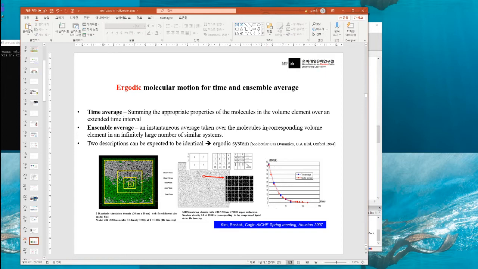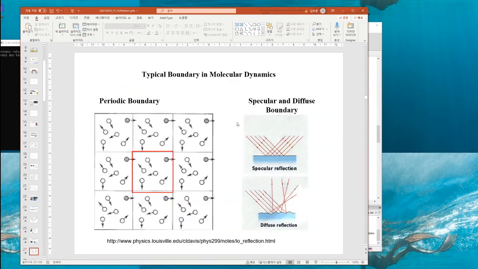We only deal with a limited number of molecules, but based on the ergodic hypothesis, a small number of molecules can recover the thermodynamic properties of a larger system. Okay. All right. So the periodic boundary condition and the specular reflection that I showed you with the code block examples, right? This is another way of dealing with a large system.